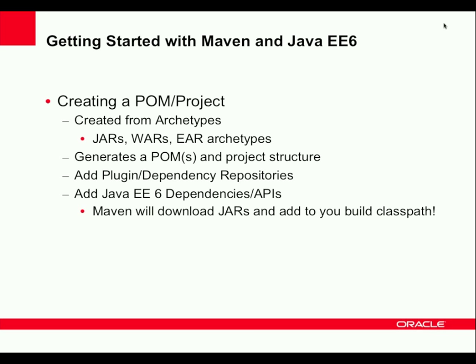There's a war archetype as well as ear. And what these do when you create a project from the archetype is it generates the POM and the project structure for those. The next step you want to do is we're going to add the plugin and dependencies for Java EE6. These plugins add additional capabilities to the Maven runtime. And a cool thing about Maven is that it's actually going to download the jar files and add them to your build class path automatically once you define the dependency, and this includes version dependencies as well.